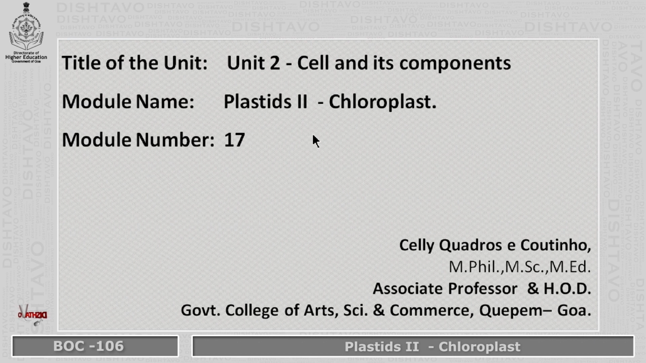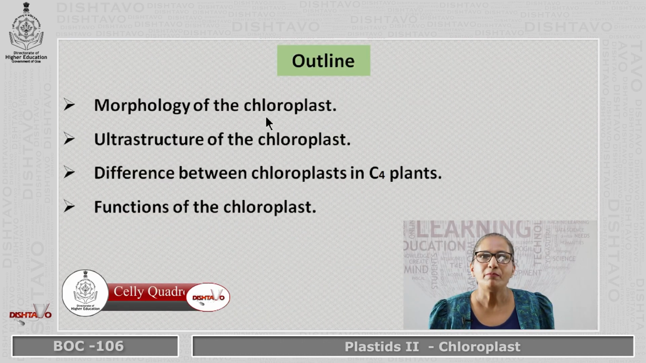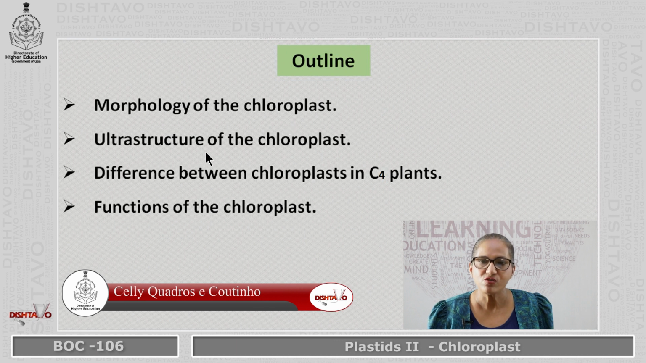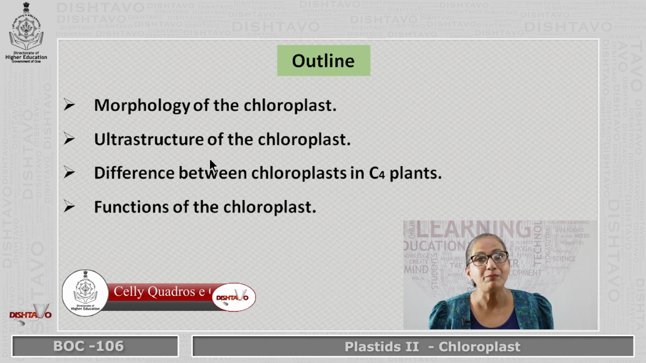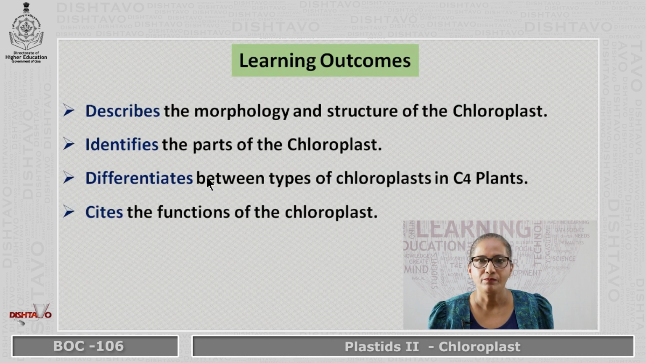Today we shall do plastids, specifically with relationship to chloroplast, which belongs to Unit 2 under cell and its components. What we are going to learn today is the morphology of the chloroplast, the ultrastructure of the chloroplast, the differences in the type of chloroplast found in C4 plants, and the functions of chloroplast. So finally, we will learn about the morphology and structure of the chloroplast, the parts of the chloroplast, the types of chloroplast found in C4 plants, and also the functions.